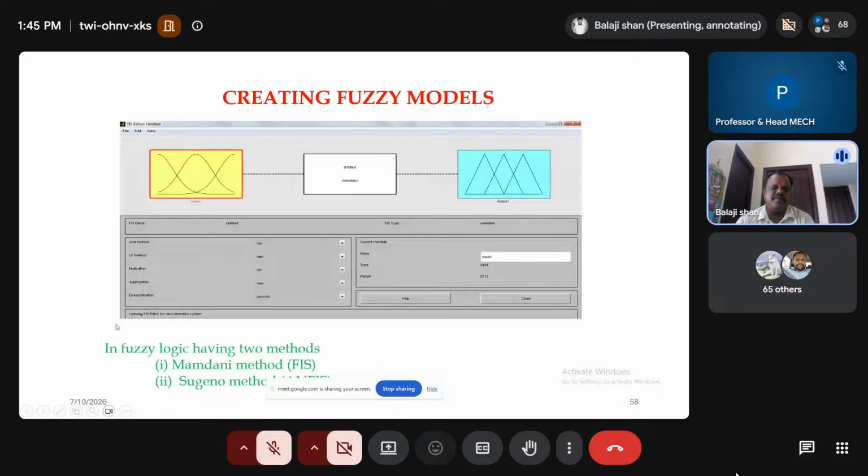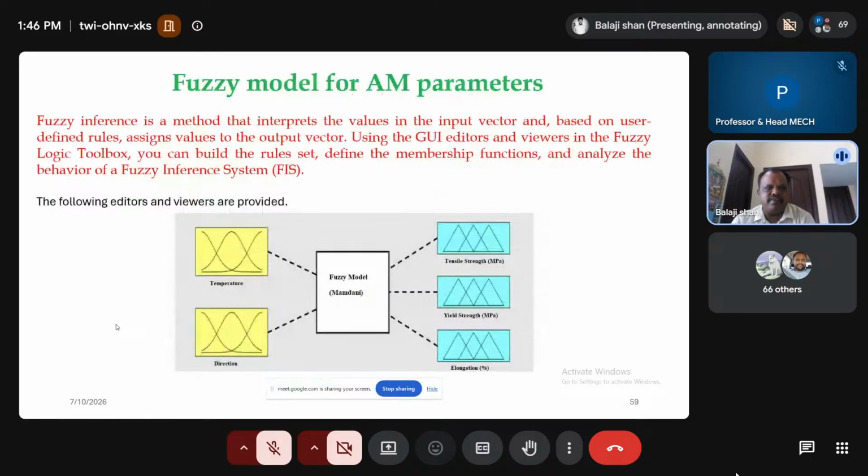In fuzzy logic, we basically have two methodologies. One is the Sugeno methodology, and the other is the Mamdani method. The Mamdani method is universally used for fuzzy logic, and the Sugeno method is commonly used for neurofuzzy modeling. Fuzzy inference is the method that interprets the values in the input vector and, based on the user-defined rules, assigns the values of the output vector. Using the graphical user interface editors and viewers of the fuzzy logic toolbox, we can build the rule set, define the membership functions, and analyze the behavior of the fuzzy inference system.